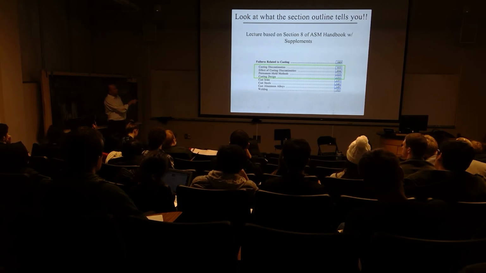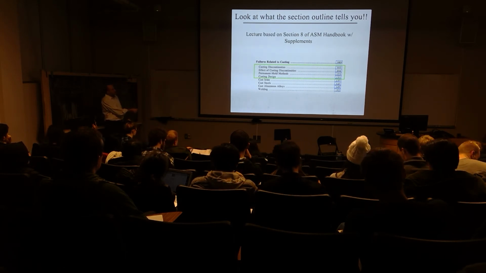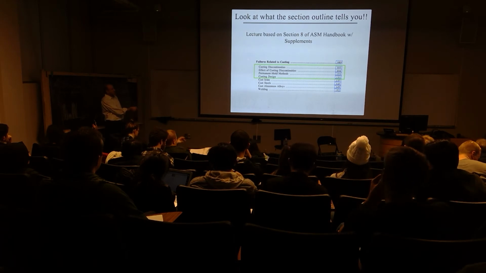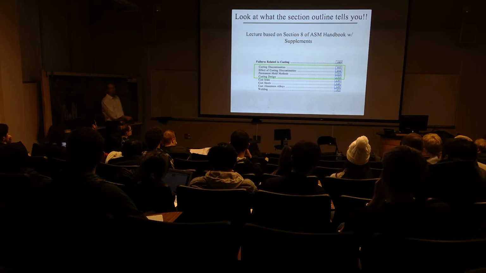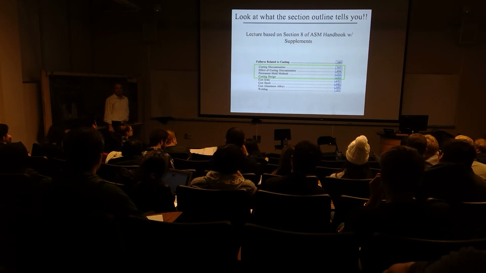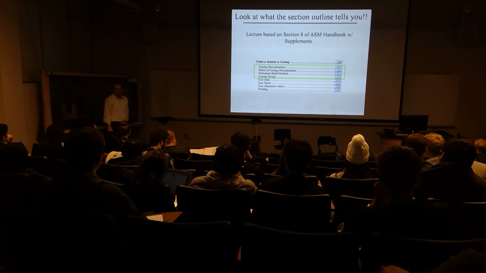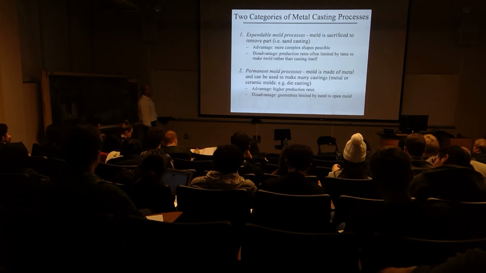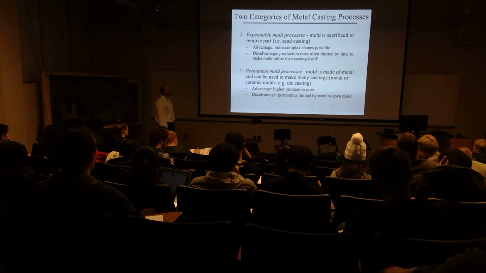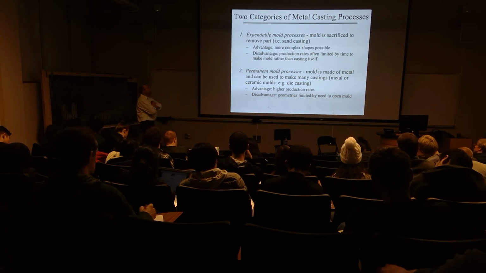So this is the majority from section 8, and you look at what section 8 has. This failure is related to casting from 103 to 152. Wow. Casting is a big source of failure. That's what that should tell you from all those pages. We won't cover all of that. We're going to try to do something that makes this as quick as possible, but as valuable as possible.